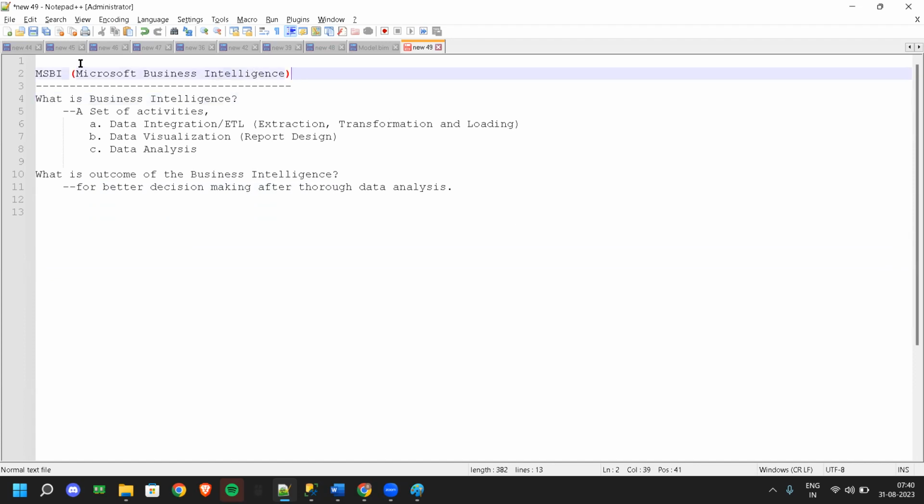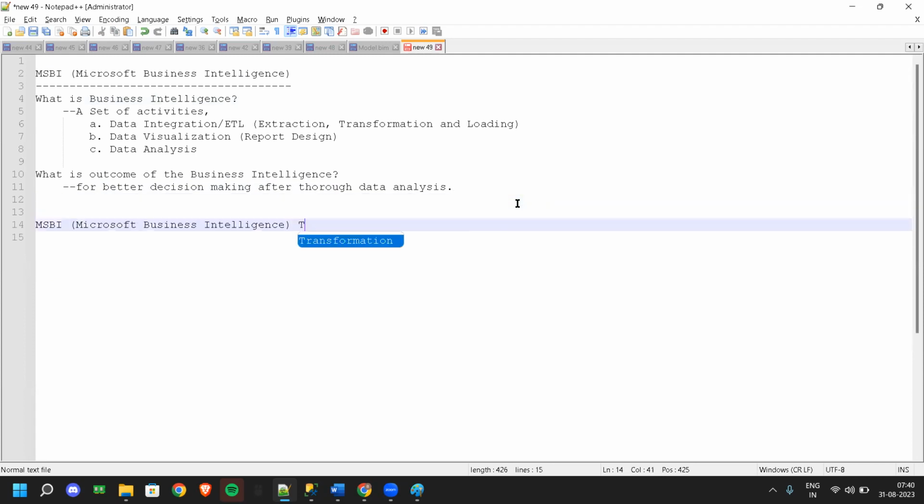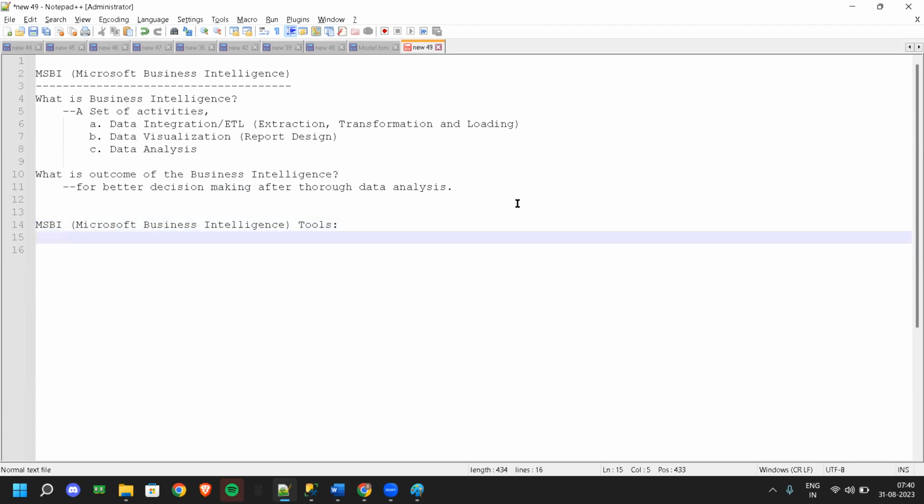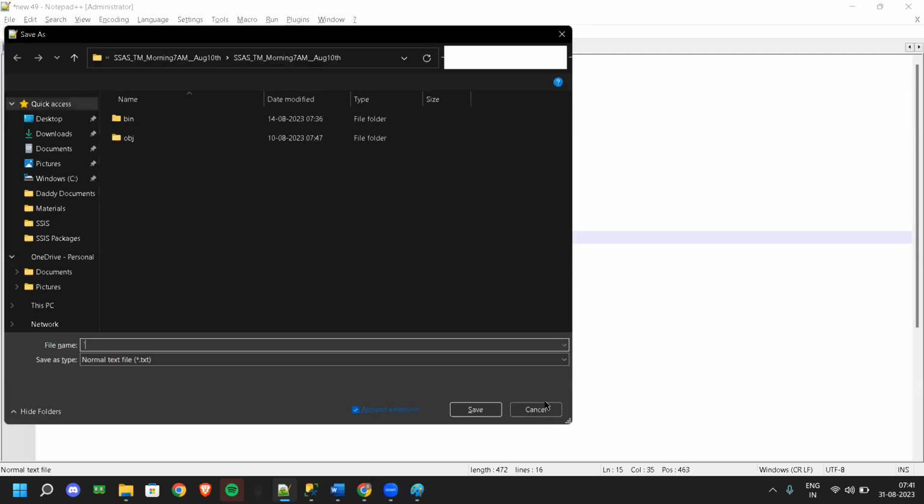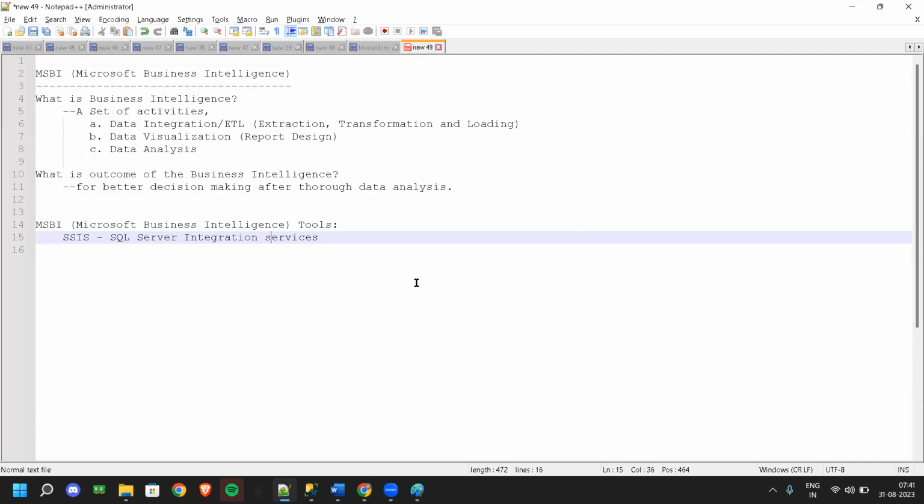Okay. Right. Now I want to go ahead to our core area. So MSBI tools. What are Microsoft Business Intelligence tools? SSIS. Full form is SQL Server Integration Services. So this is a BI tool, a Microsoft Business Intelligence tool.